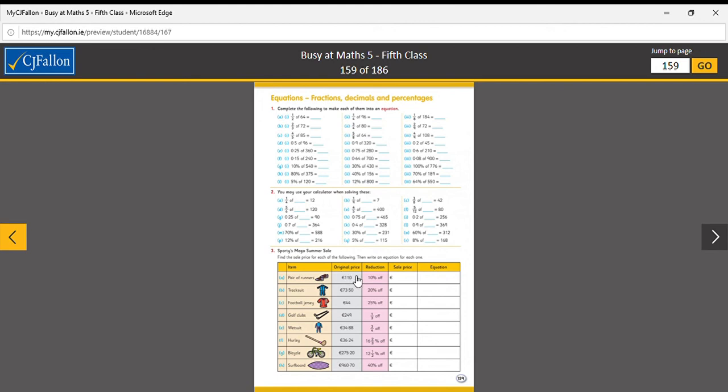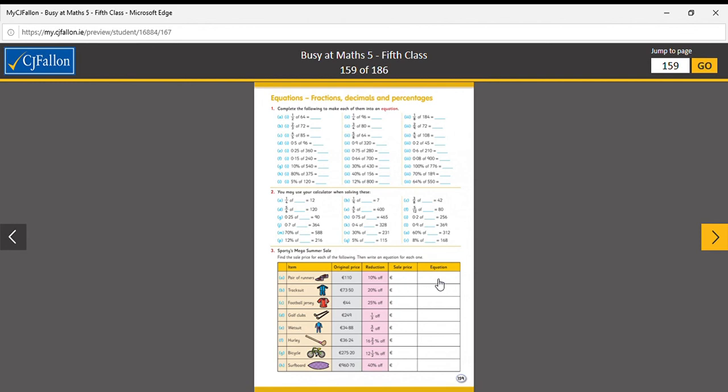Down here, Sporty's Mega Sale. Now, these are a little bit hard because we're doing reductions. So the original price there, that's 100%. Okay? So, if you're getting 10% off, you've got to work out what 10% of this is and subtract it away. So 110, 10% off, divide by 10, and we're going to get 11. So then 110 take away 11, and it's going to be 99 euro.